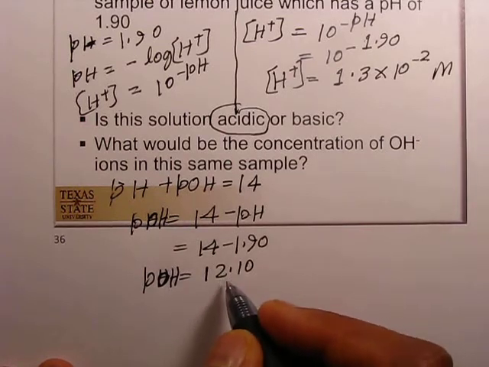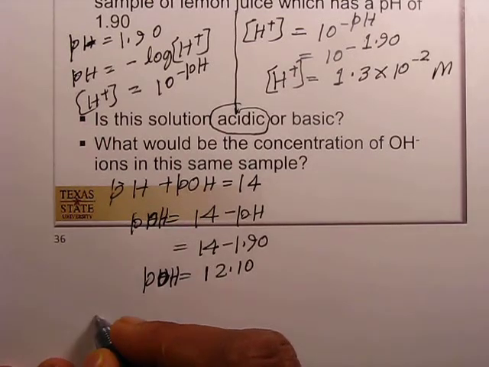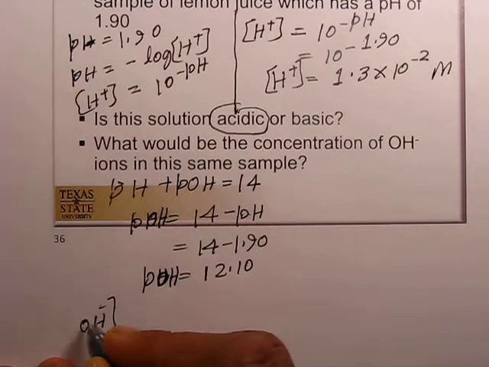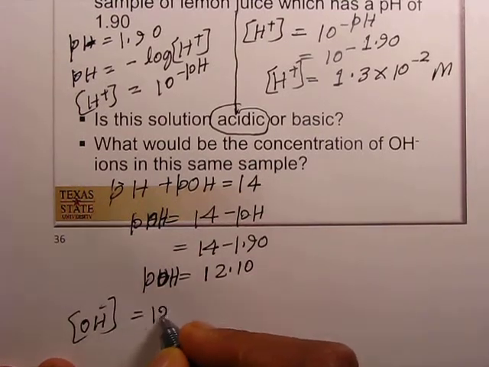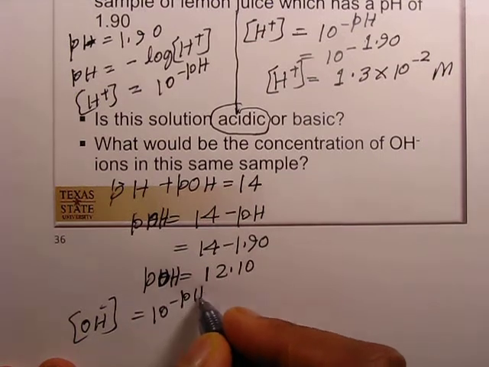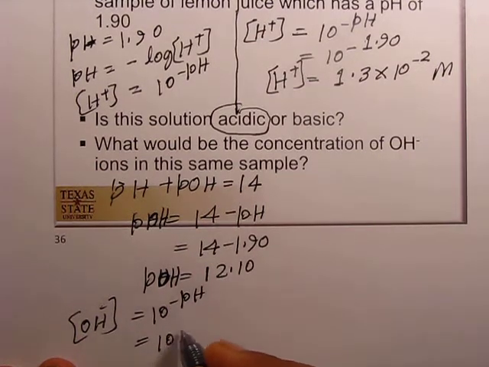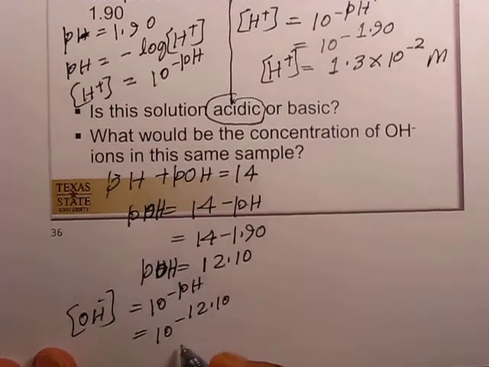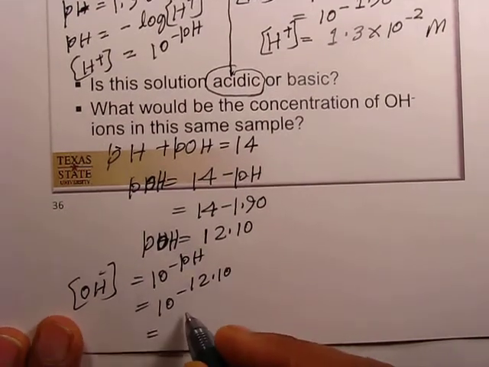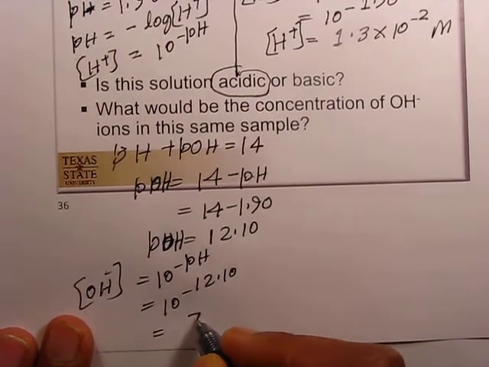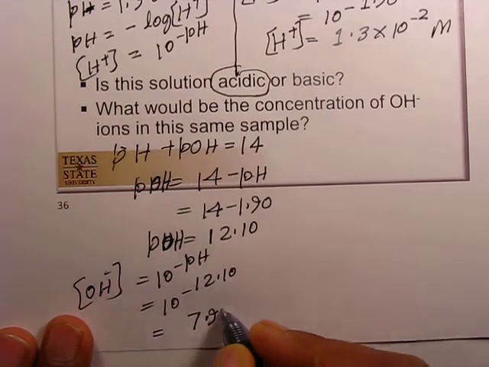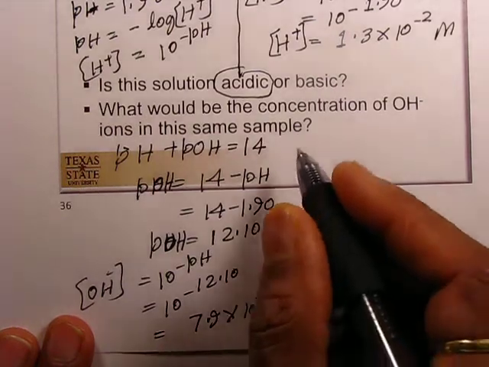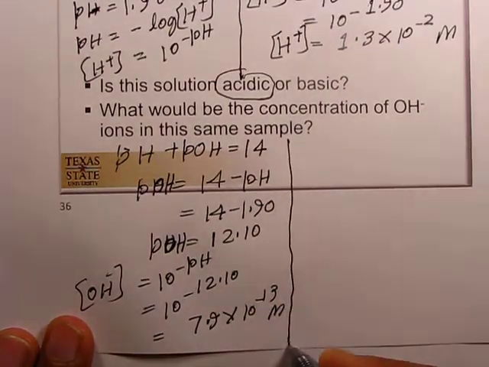And if we know the pOH, we can calculate the hydroxyl ion concentration. OH ion will be equal to 10 raised to the power minus pOH, and 10 raised to the power minus pOH means 10 raised to the power minus 12.10. Once we solve this, we will end up with 7.9 times 10 raised to the power minus 13 molar. So this would be the concentration of hydroxyl ion.